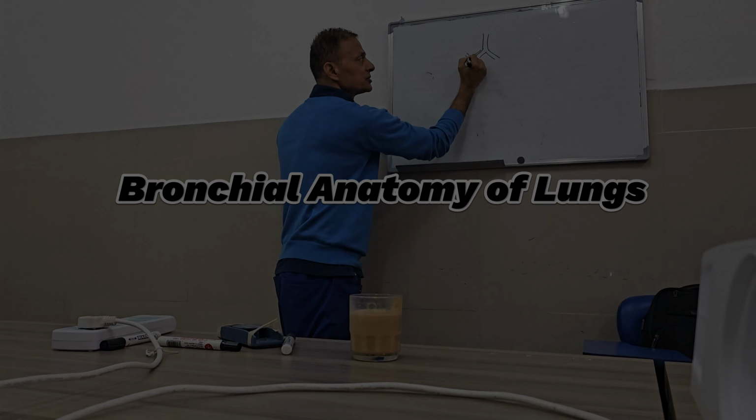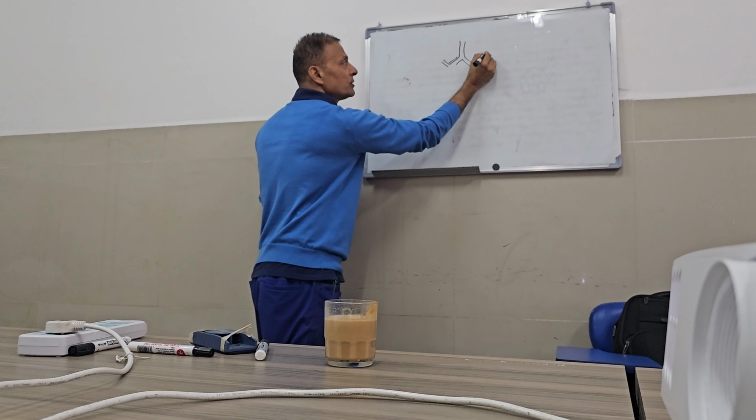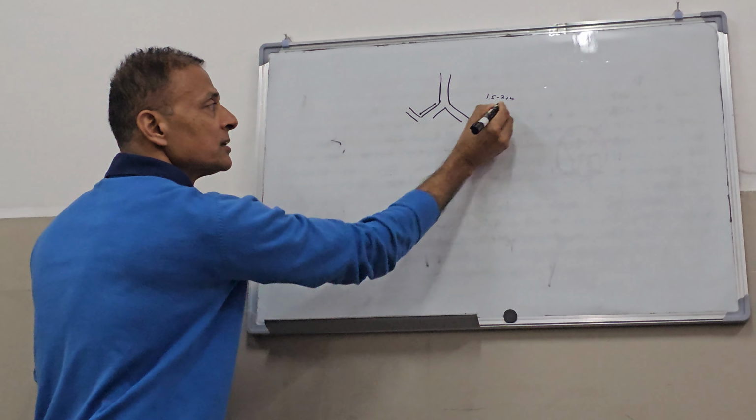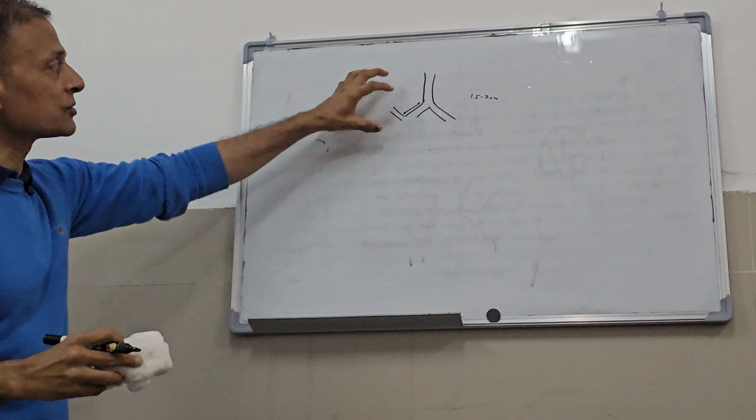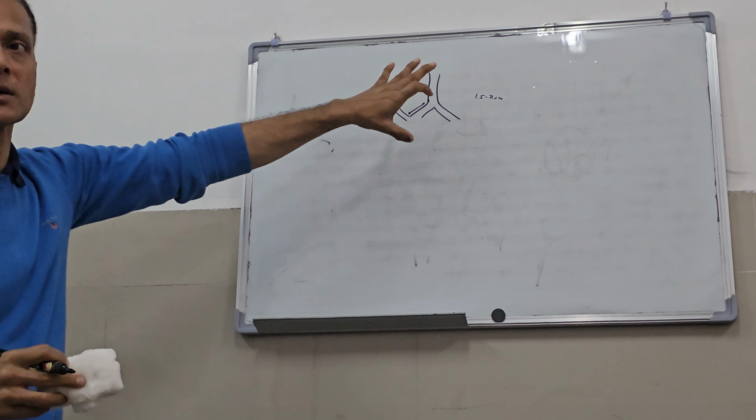The origin of the right upper lobe is short. It's only about 1.5 to 2 centimeters. So if it is shorter or longer, then you suspect some anomaly. Generally it's 1.5 to 2 centimeters. So whenever you write a report about the origin of the right upper lobe, do not write 3 centimeters away from the carina.